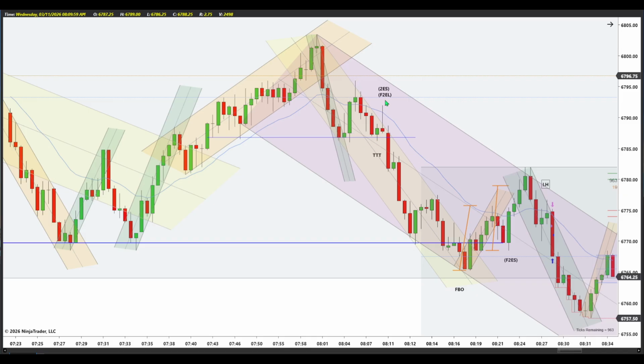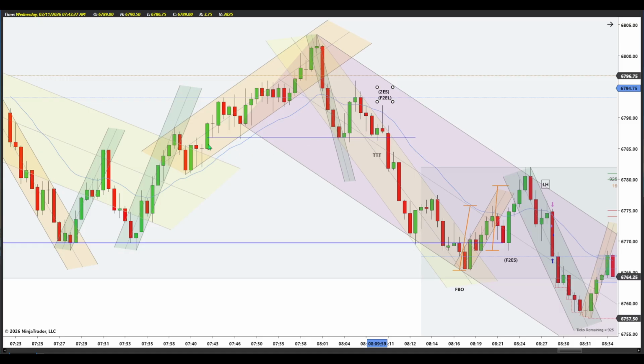Pullback, second entry long fails, and new low, first entry short, pullback, second entry short. This is kind of on the border between a possible setup and an almost setup, so it's worth noting. The thing I liked about it is 2 key entry points. It is getting rejected off this yellow down channel coming down. It's a nice signal bar.